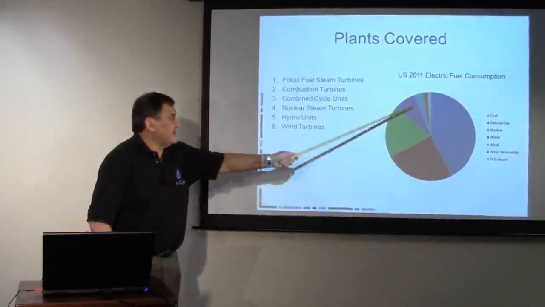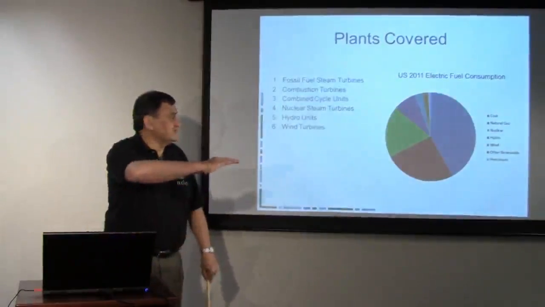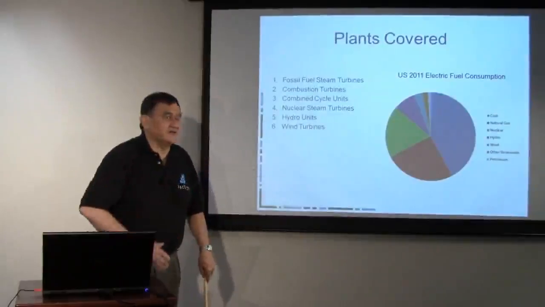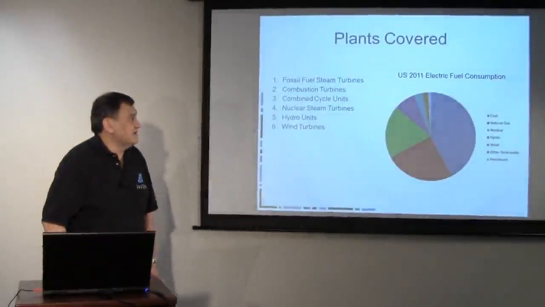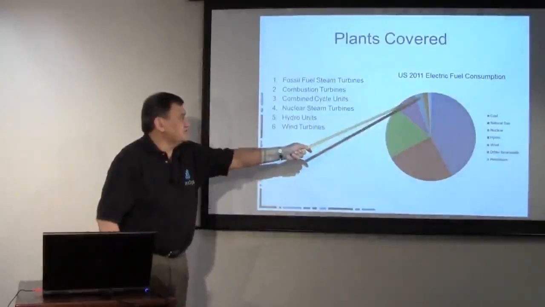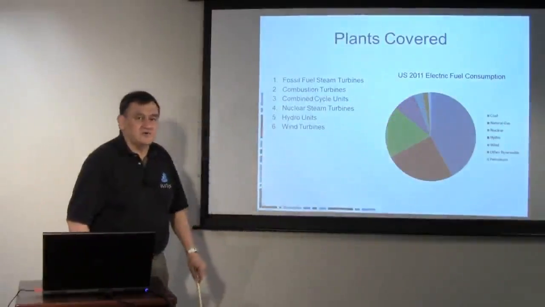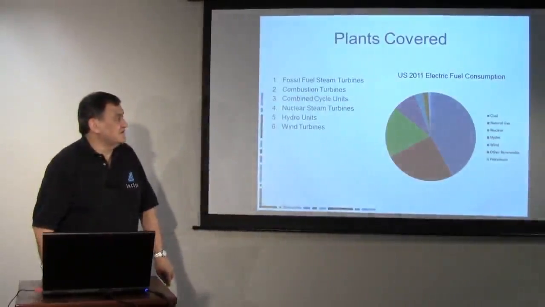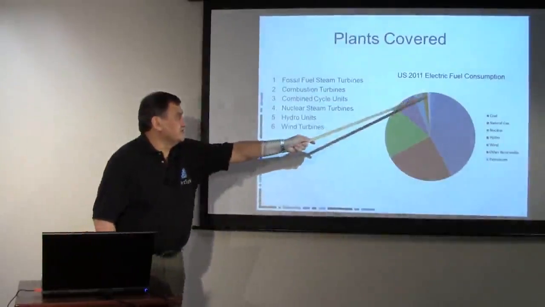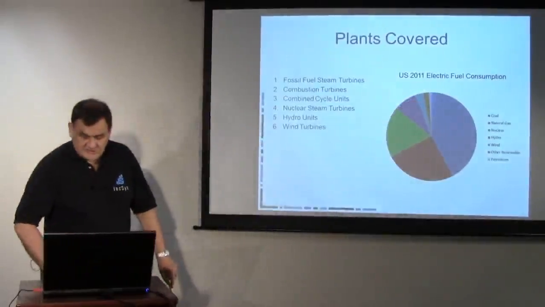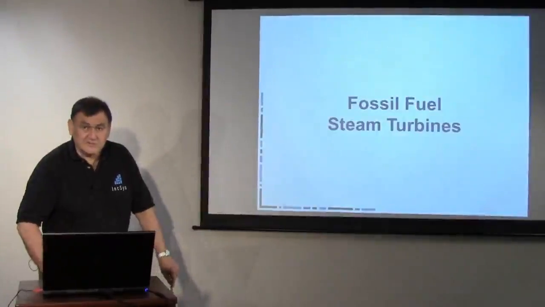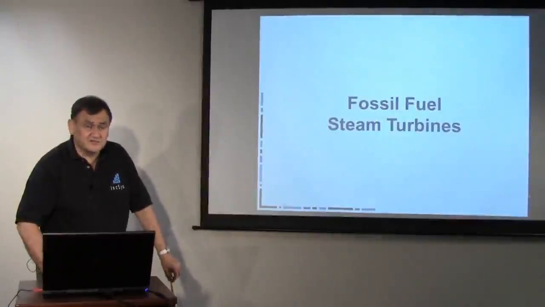And then we'll have hydro, which is holding steady in terms of the absolute value, but then declining somewhat in percentage. And then we have the wind, which is growing very, very quickly due to all the wind incentives. And then finally, we'll have the other renewables. So let's just take those in turn. We'll start out with fossil fuel steam turbines.